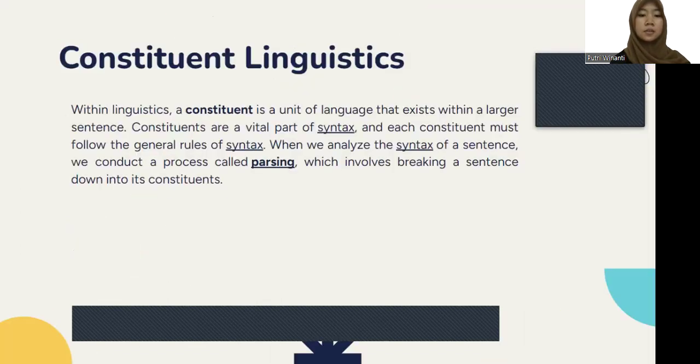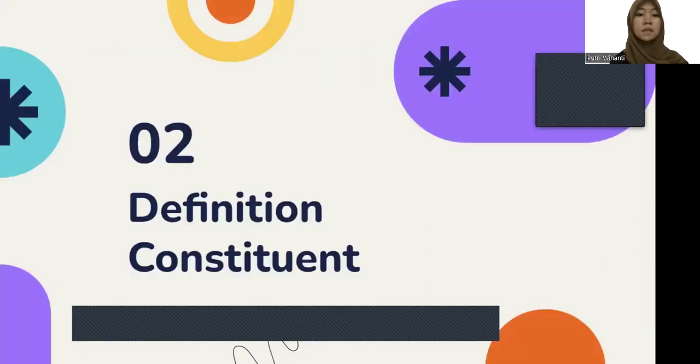For constituents in linguistics, within linguistics, a constituent is a unit of language that exists within a larger sentence. Constituents are a vital part of syntax, and each constituent must follow the general rules of syntax. When we analyze the syntax of a sentence, we conduct a process called parsing, which involves breaking a sentence down into its constituents. The next is definition.